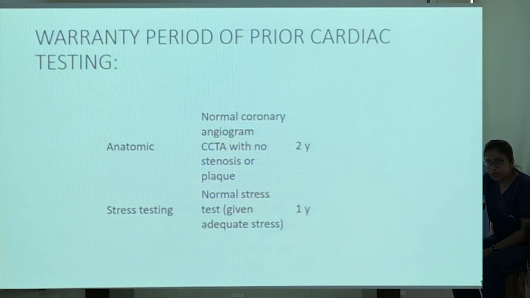The warranty period of prior cardiac testing, as per the guidelines, suggests that if the patient had a normal coronary angiogram with no stenosis or plaque within the last 2 years, this anatomic testing is not required. And as per stress testing, if given adequate stress and the patient has achieved a normal stress test within the last 1 year, then stress testing to risk stratify the patient is not important.